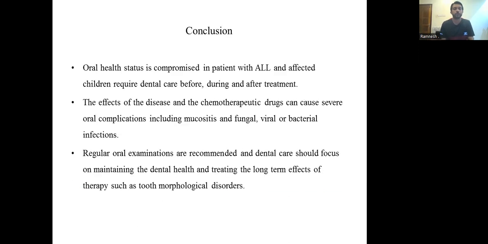To conclude, oral health status is compromised in patients with acute lymphoblastic leukemia, and affected children require dental care before, during, and after treatment. Regular oral examinations are recommended, and dental care should focus on maintaining dental health and treating the long-term effects of therapy such as tooth morphological disorders.